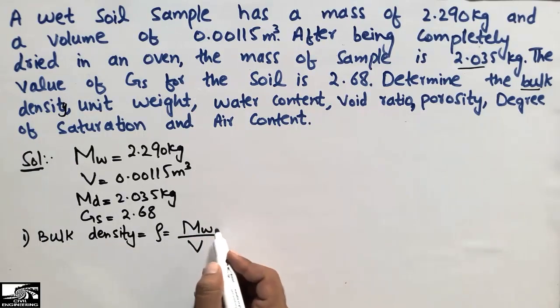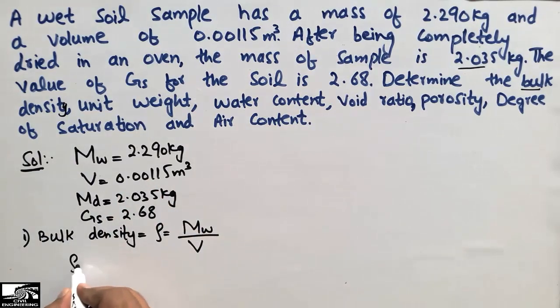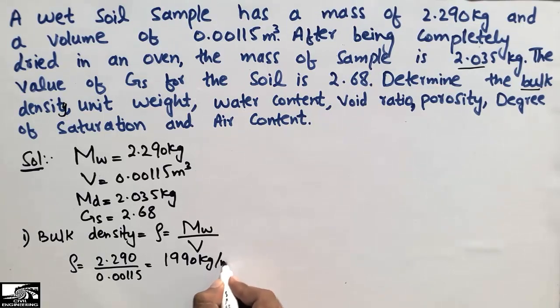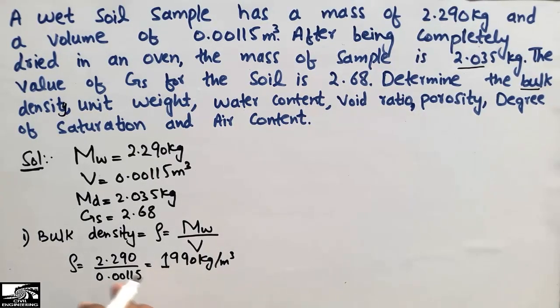The mass is known to us, which is 2.290 kilogram, divided by the volume, which is also given to us, 0.00115. By dividing these, I get a value of 1990 kilogram per cubic meter, because the mass was in kilogram and the volume was in cubic meter. So kilogram per cubic meter is the unit of bulk density. So this is the bulk density of the soil sample.